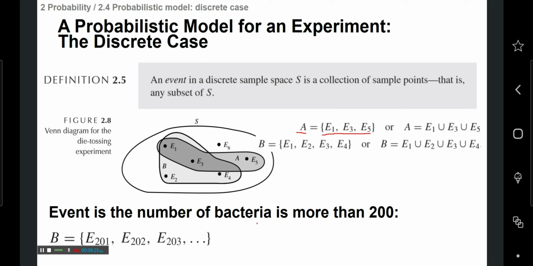Also for the bacteria counting example, the number of bacteria being more than 200 can also be an event. That event B can be specified as E201, E202, and it goes on.